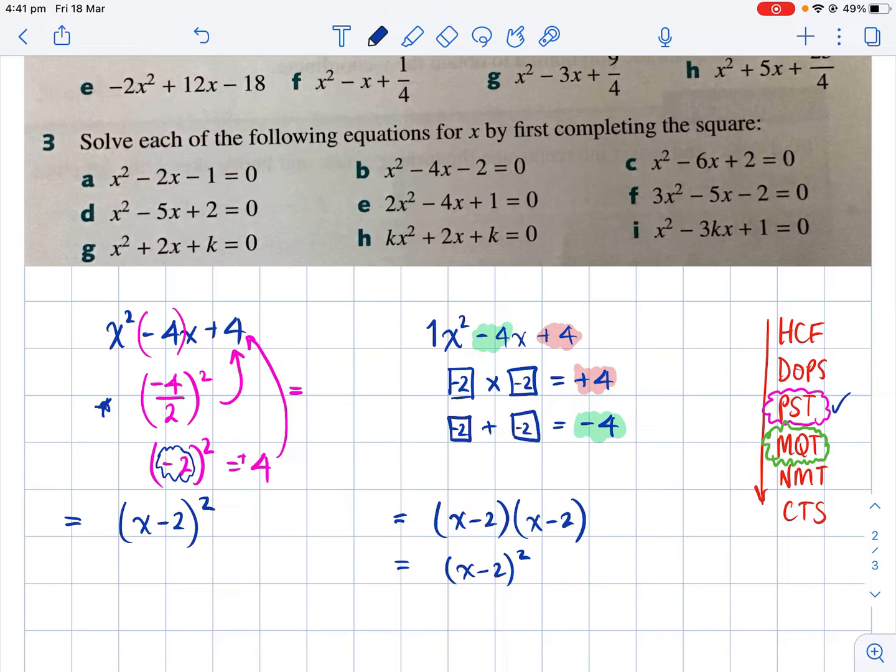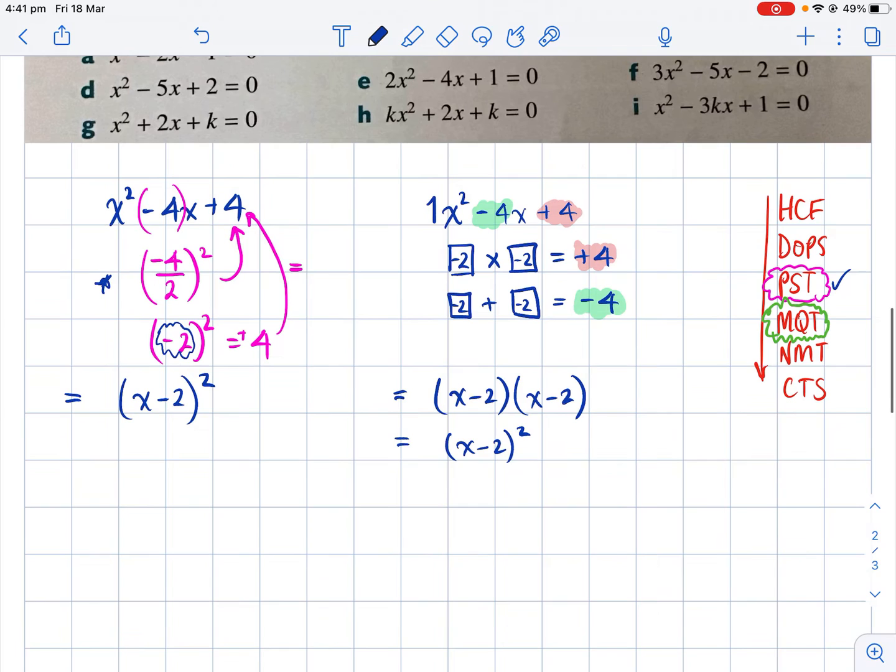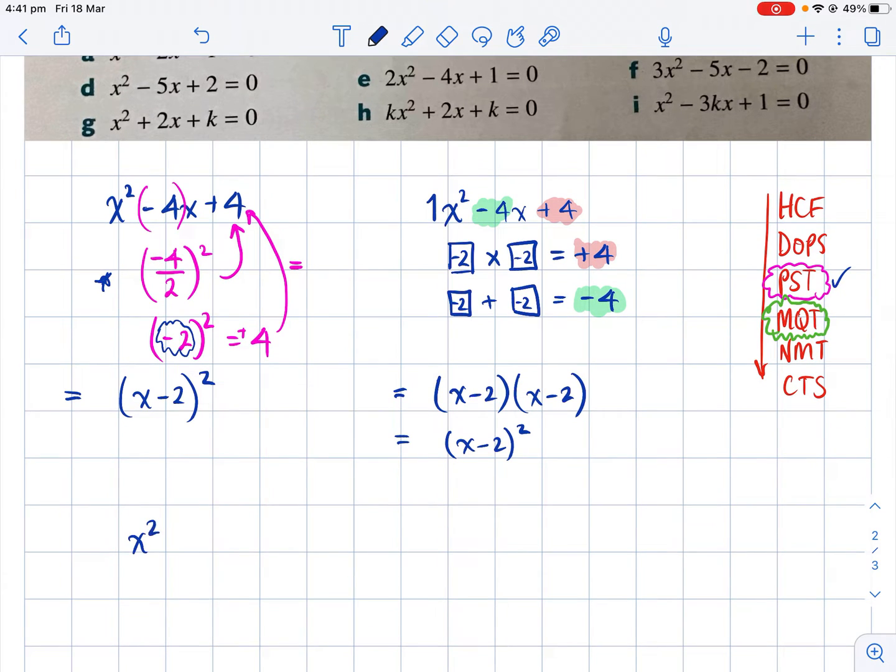Let's have a look at a slightly harder one. Same idea. Let's have a look at f up here, and x squared minus x plus 1/4. So x squared minus x plus 1/4. So same thing again here. There's no highest common factor. It's not a difference of perfect squares problem. The next thing I do is I check, is it a perfect square trinomial?